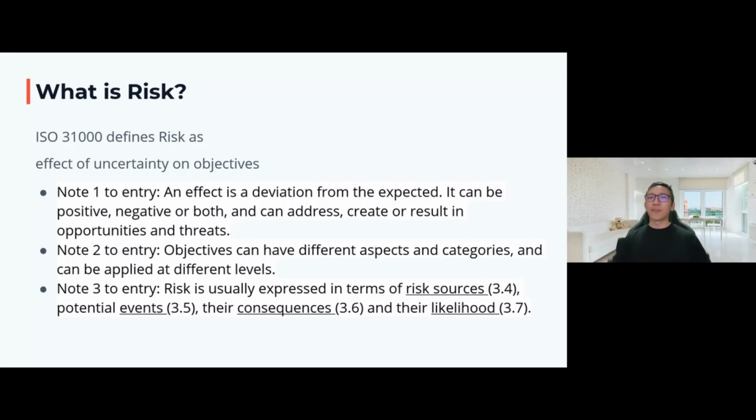Now, note 3 to entry. Risk is usually expressed in terms of what is described from 3.4 to 3.7. These are the few things which are closer to what we're going to cover today, the TVRA. In terms of resources, what are resources? Sometimes you may call it hazards, safety hazard. Some people say safety hazard. What's the original source of the things?